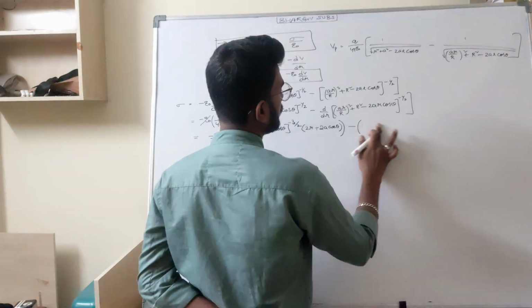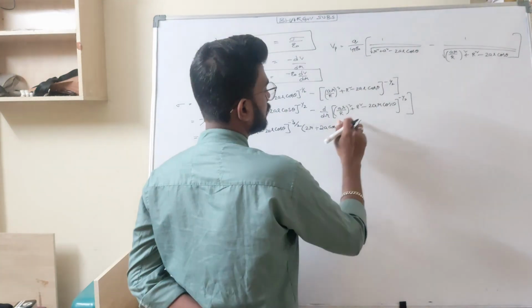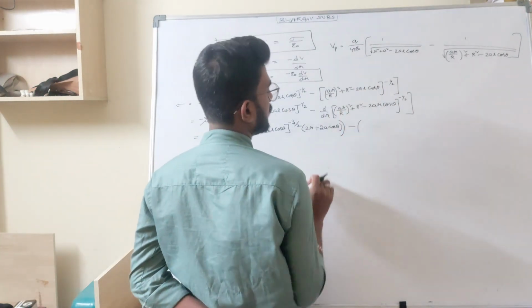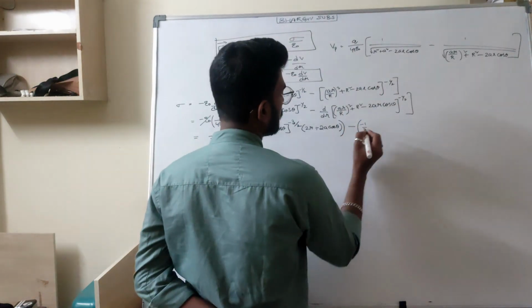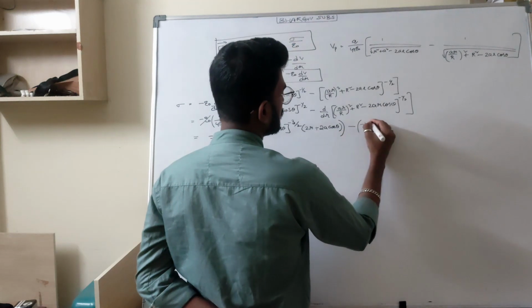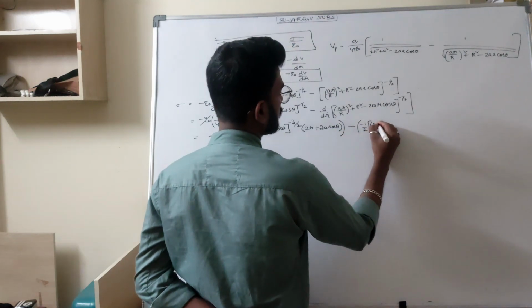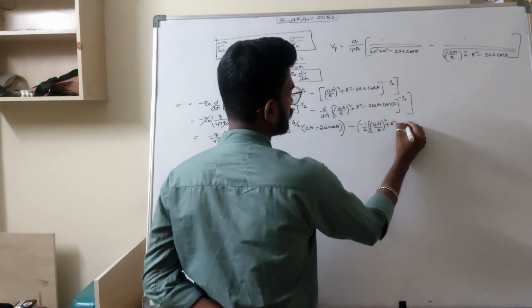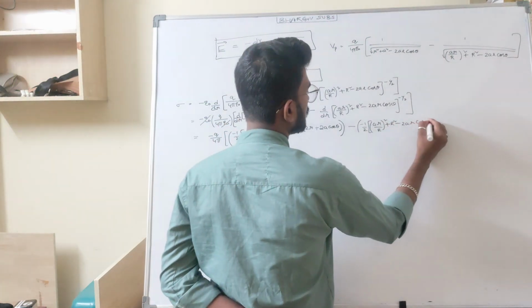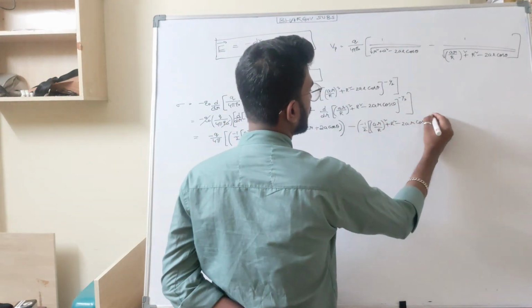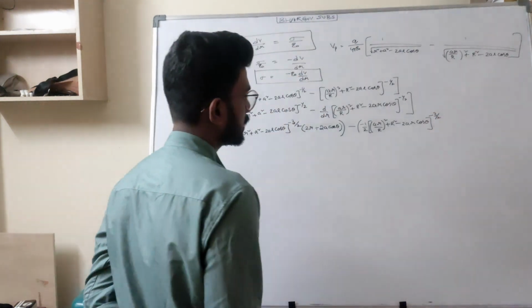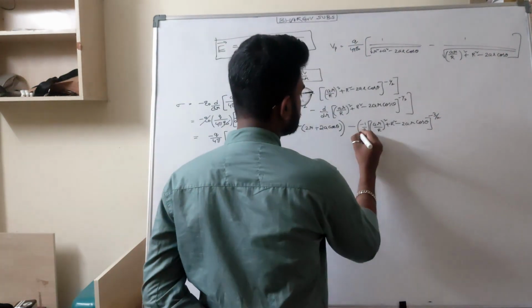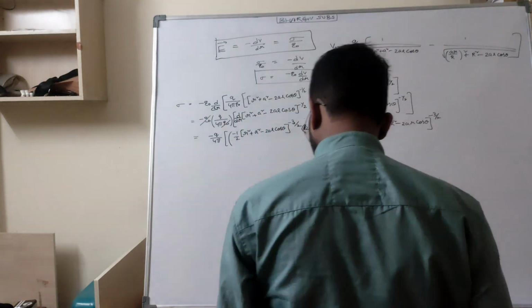Wait a minute, first I will differentiate the whole thing. What is the differentiation of x to the power n? n into x to the power n minus 1. So r square minus 2ar cos theta, this power minus 3 by 2, correct. So this to the power minus 3 by 2. Again I have to differentiate the inner part.